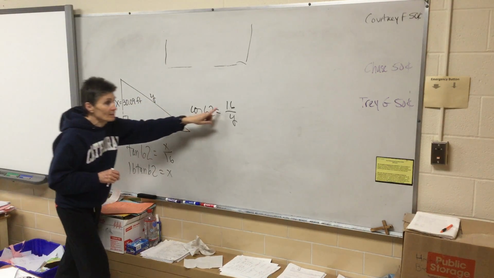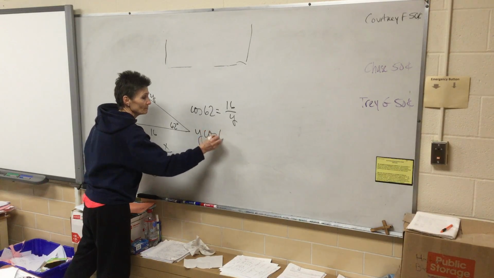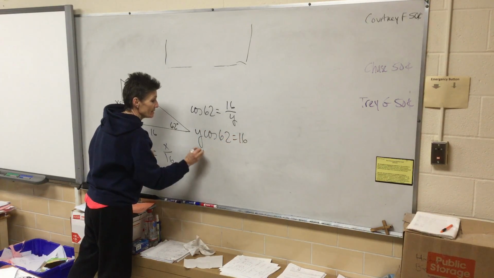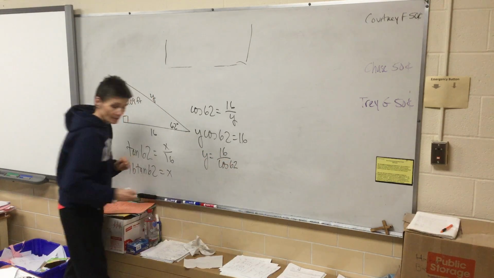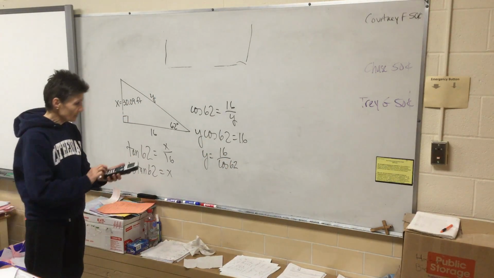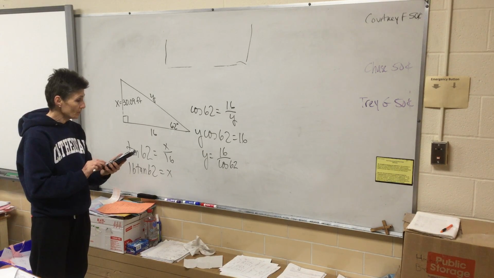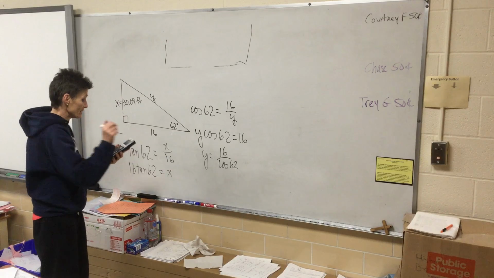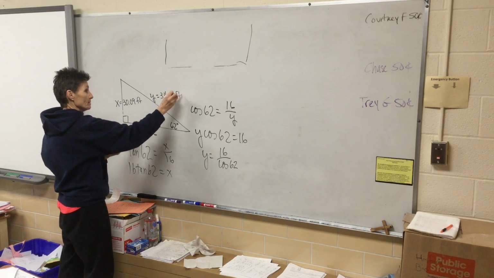We'll use 16. So I'll multiply by y and divide by cosine 62. Type that into my calculator. 16 divided by cosine 62. And the length of the wire is 34.08 feet.